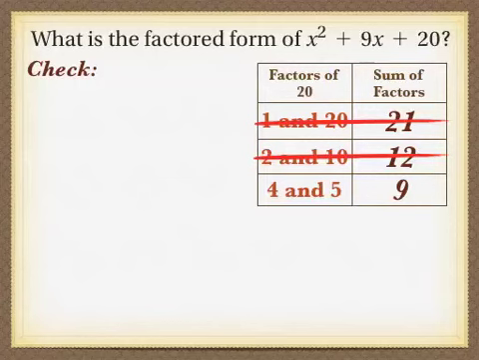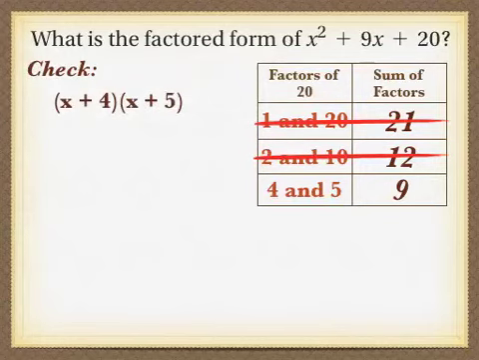What I do with those factors now is write them as two binomials, x plus 4, which is one of my factors, and x plus 5, which is the other factor. 4 and 5 multiply together to equal 20 and add together to equal 9. Now I need to check my answer, to see if they multiply together to give me x squared plus 9x plus 20, the original trinomial.